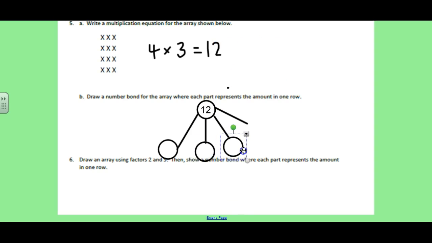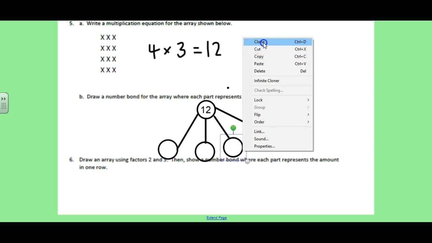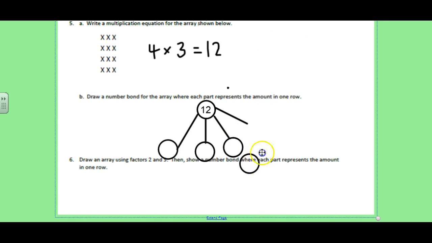So whenever you're looking up at the array, count how many x's again are in each row, and that's how many is going to be in each one of these parts of our number bond. And you can see that there's 3. So on each part of our number bond, we've got 3, 3, 3, and 3. So make sure that your number bond looks like mine. And this is just showing us that 4 times 3 is 12, because I've got 3, 6, 9, 12.